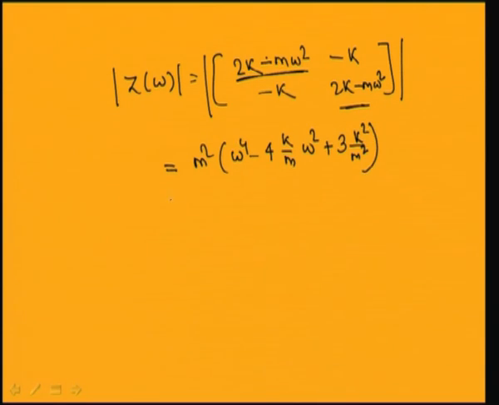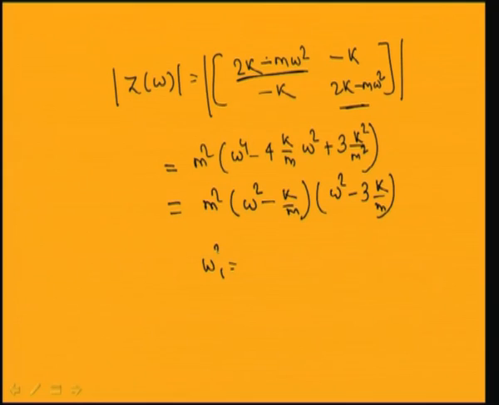If I simplify this, it becomes m square into omega square minus k by m, into omega square minus 3 k by m. Let me write omega 1 square equal to k by m and omega 2 square equal to 3 k by m. So the determinant of Z omega becomes m square into omega square minus omega 1 square, into omega square minus omega 2 square.